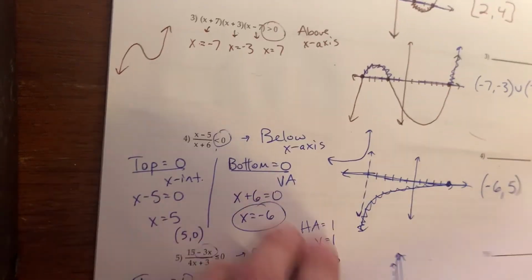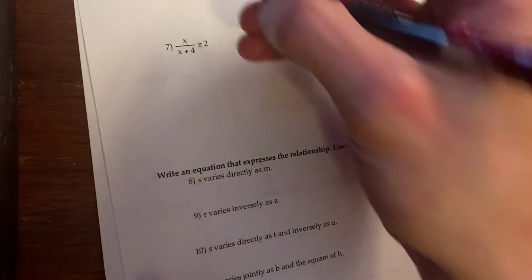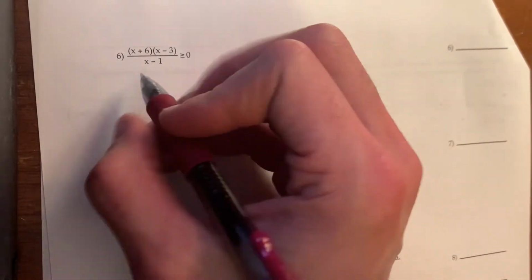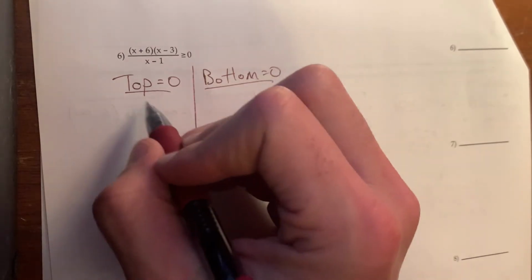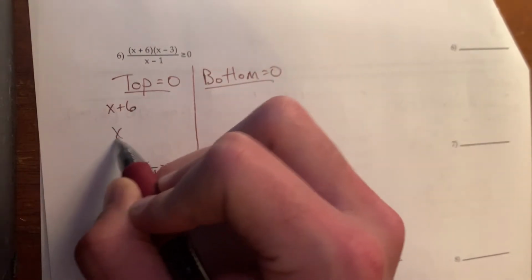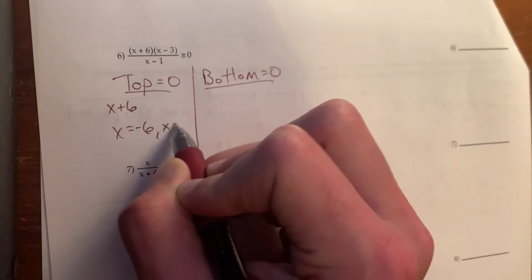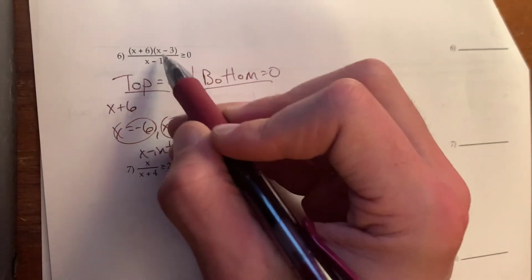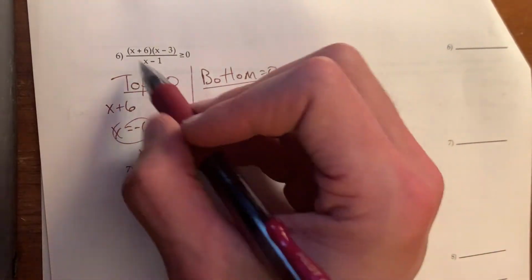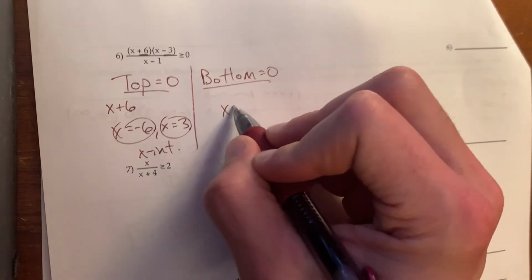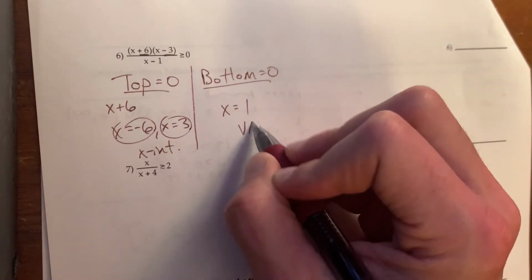All right, guys, good. Let's keep going. We got this number 6, x plus 6, x minus 3 over x minus 1. If I set my top equal to 0, x plus 6, well, I want to go quick here. x equals negative 6, x equals positive 3. Those are my two x-intercepts, just flipping the signs of the numbers in the groups. And then x would equal 1 as my vertical asymptote.